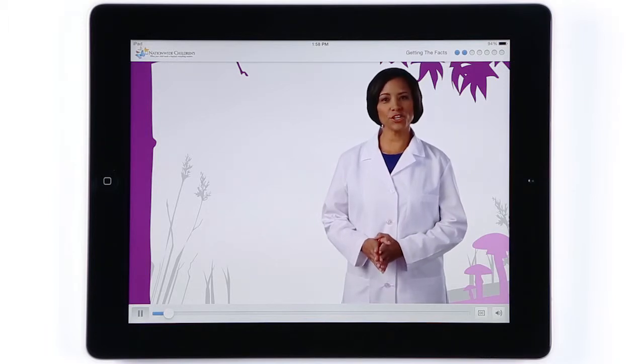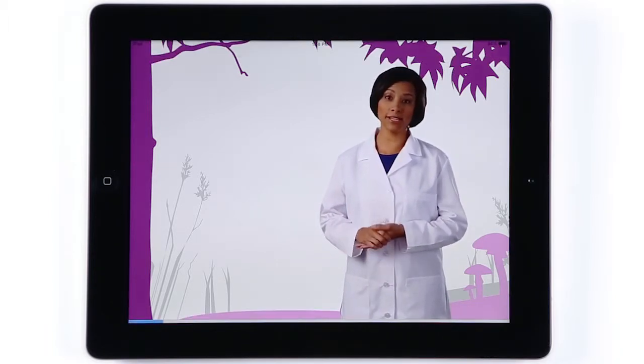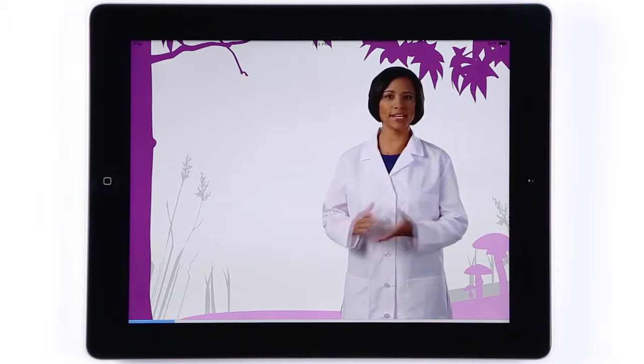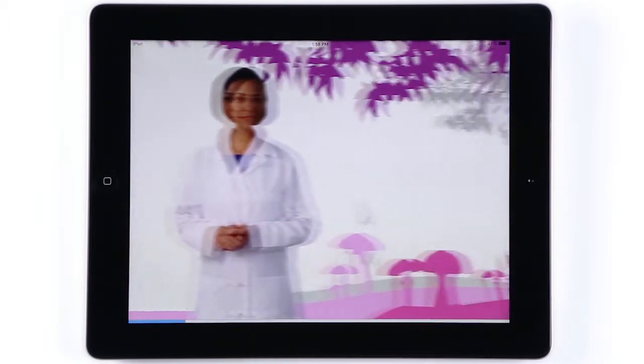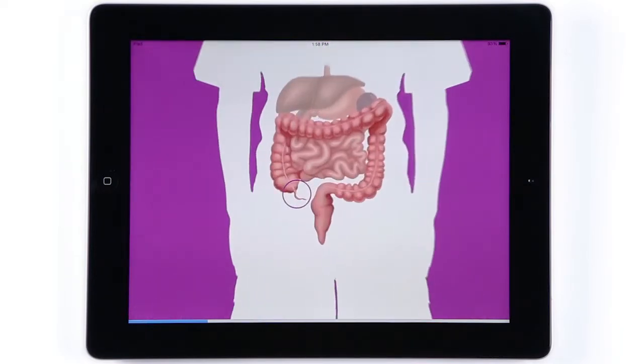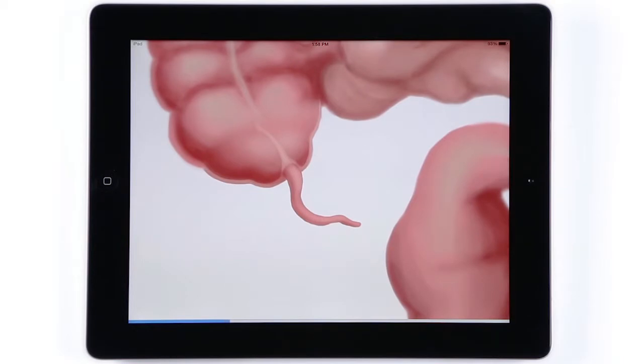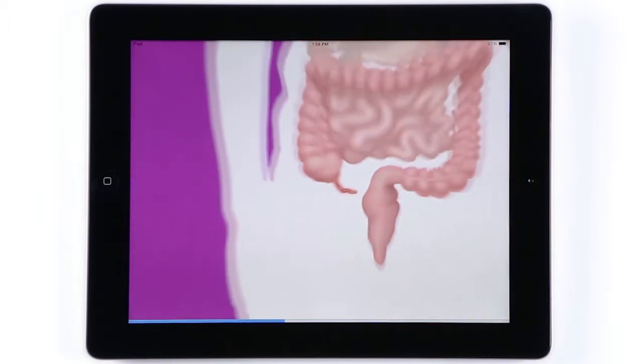Before you make a decision about your child's health, it's important that you understand what appendicitis is and what's happening in your child's body. The appendix is a long, thin pouch that hangs down from the large intestine. It has no real function in the body, and sometimes it gets blocked and infected, making it swollen and painful. Appendicitis is just a fancy name for swelling in the appendix.